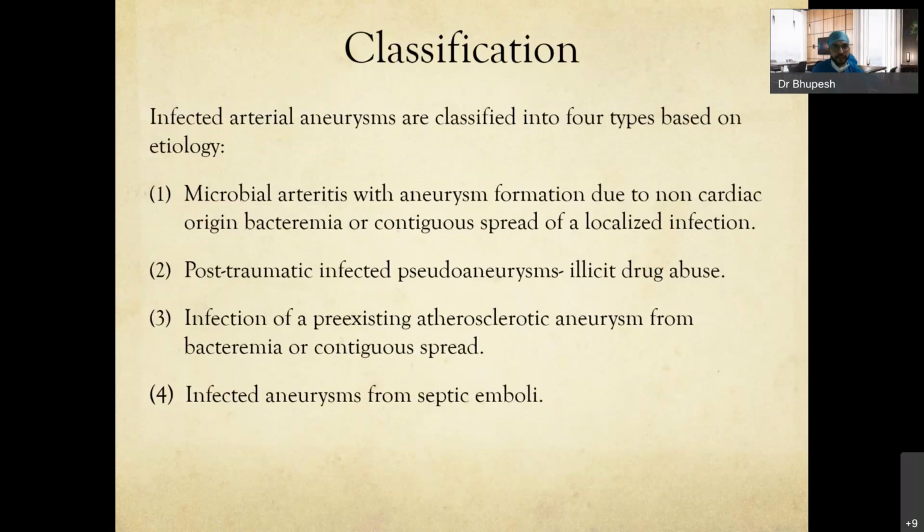Now coming to the classification, infective arterial aneurysms are classified into 4 types based on etiology. First one is microbial arteritis with aneurysm formation due to non-cardiac origin, bacteremia or contiguous spread of a localized infection. The second one is post-traumatic infective pseudoaneurysm, mostly found in persons with illicit drug abuse, and nowadays it is also found because of the use of endovascular closure devices. The third one is infection of a pre-existing atherosclerotic aneurysm from bacteremia or contiguous spread. The fourth one is infective aneurysm from septic emboli.